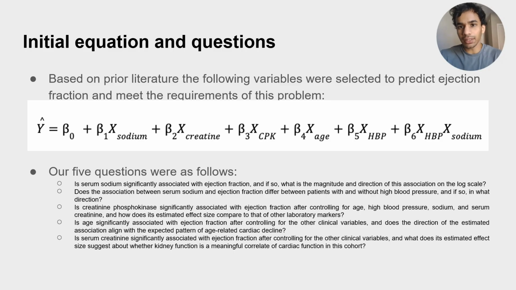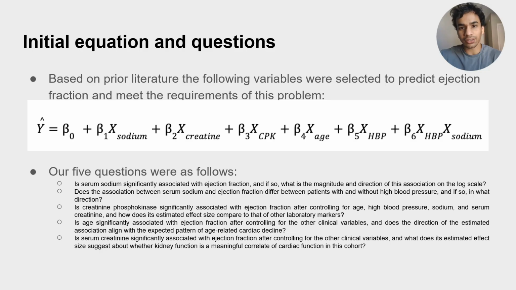To begin our analysis, we constructed a multiple linear regression model aimed at predicting ejection fraction using predictors commonly found in our patients' routine clinical records. Our starting point was the initial equation shown below. We included an interaction term between high blood pressure and serum sodium because we suspected that hypertension might fundamentally change how sodium levels associate with cardiac output.